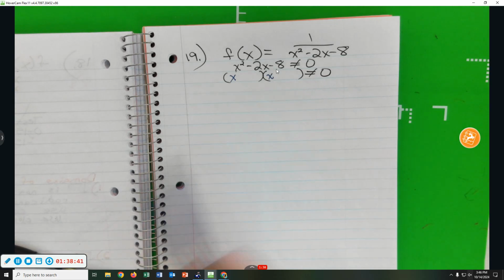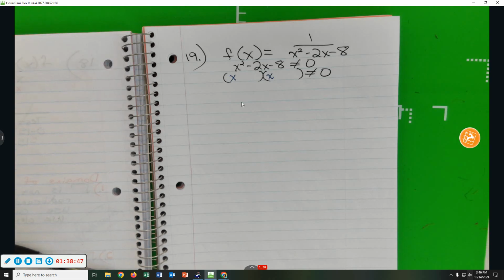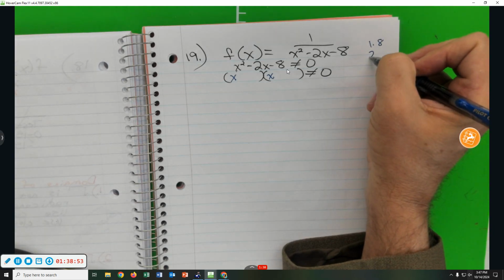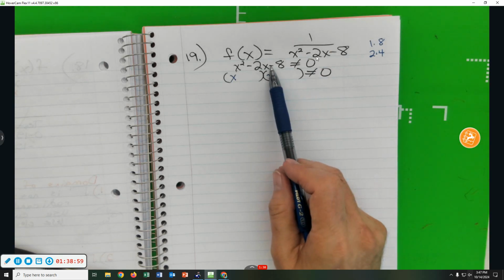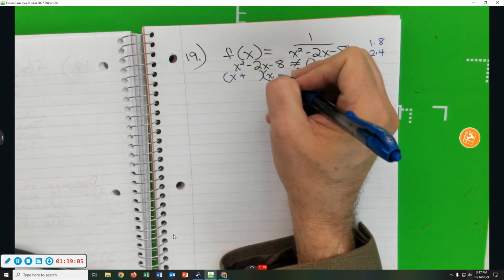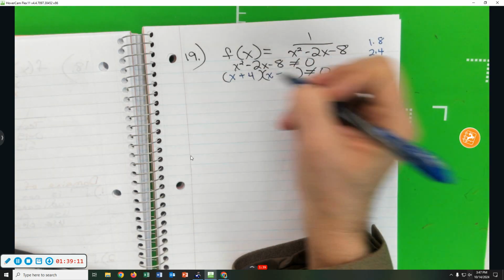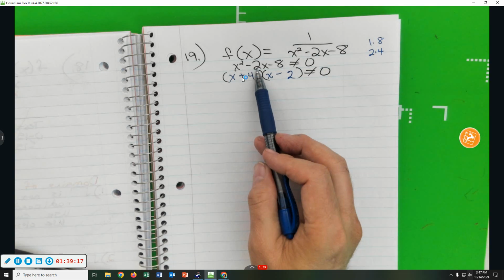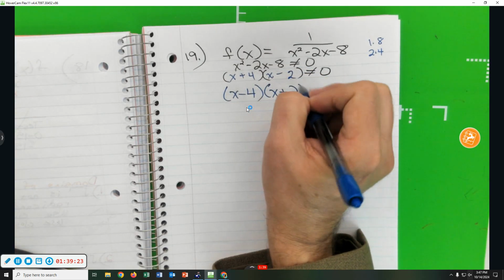The last sign's a minus, so what do we know about the signs? We're going to have a plus and a minus. Now for 8, either 1 times 8 or 2 times 4. Remember, you choose the pair that subtracts to give you that minus 2x. Plus 4 and a minus 2? I think that's reversed. That would be a positive 2x. So I think it's going to need to be a negative 4 and a plus 2.